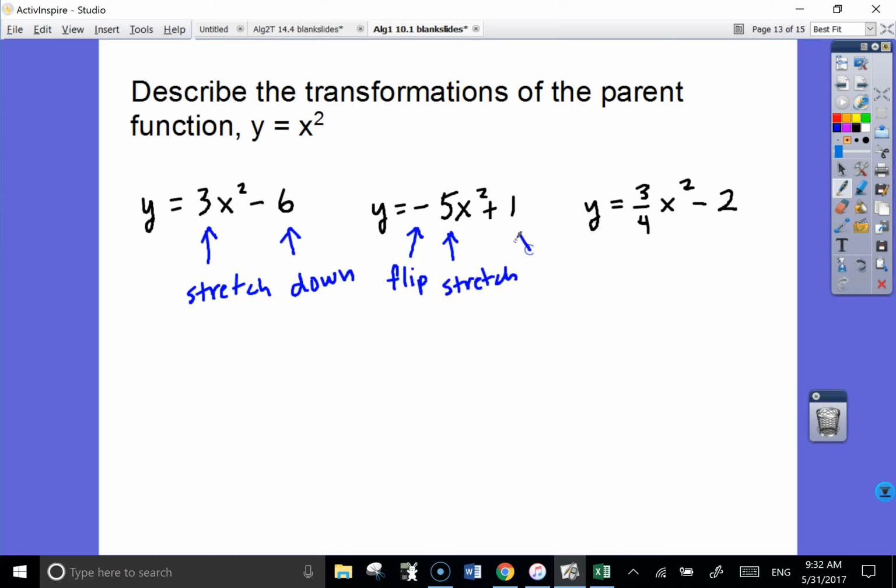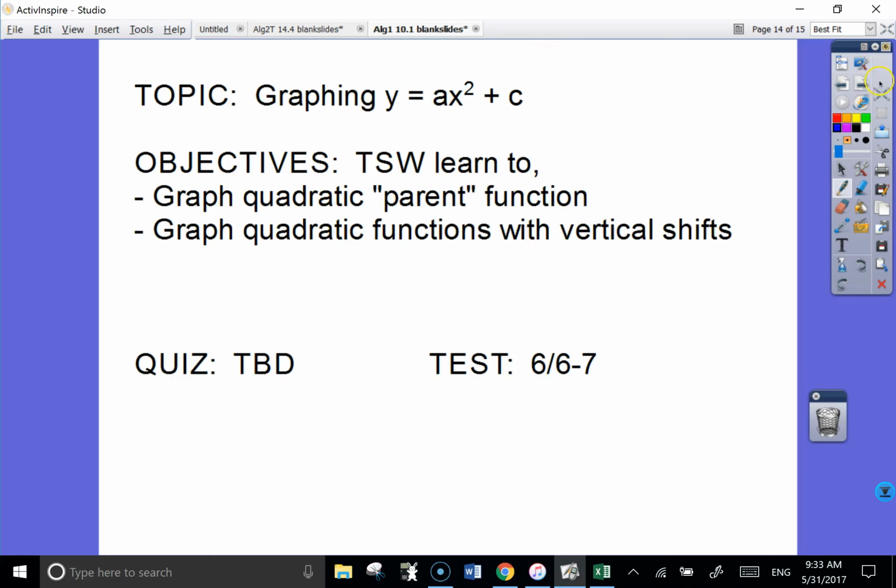A plus after the function? Up. Okay, how about multiplying it times 3/4? That's a number less than 1. That's a shrink. Okay, how about subtracting 2 after the function? Down. Okay, so that is that.